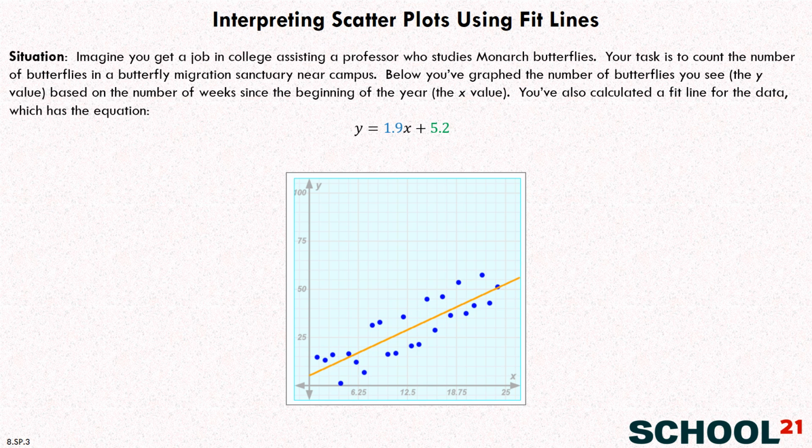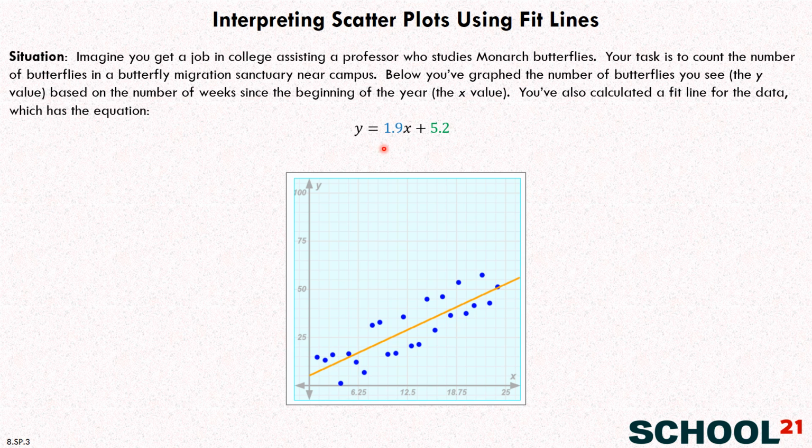You've also calculated a fit line for the data. That's this orange line here in the middle, which has the equation y equals 1.9x plus 5.2. Now, what we're going to talk about here is what do these numbers actually mean for the situation? What does the 1.9 mean and what does the 5.2 mean? Okay, let's first talk about the 5.2 now.